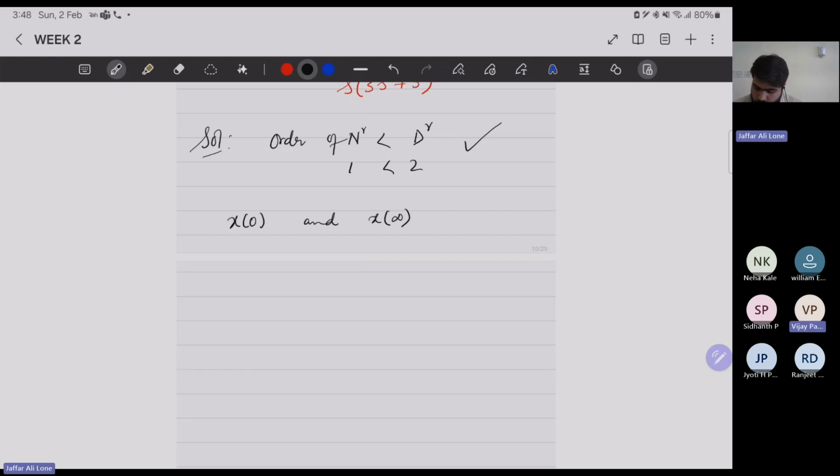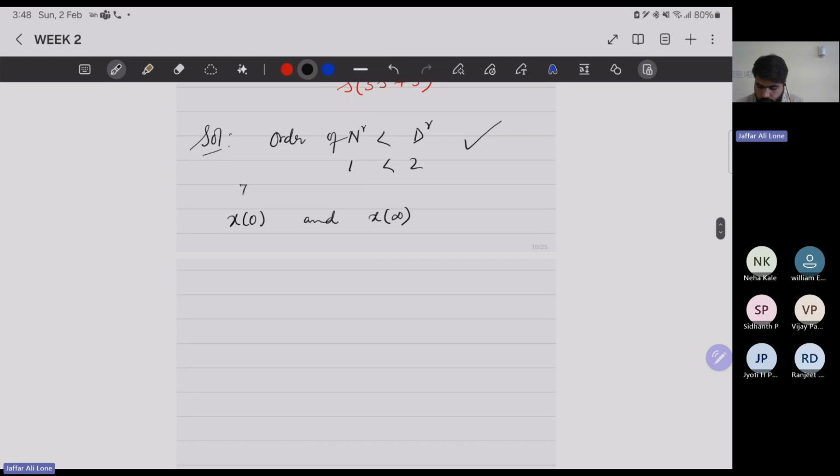Okay, let me solve this, 7 by 3. Yes, initial value should be 7 by 3 and final value. Let me calculate. Yeah, sure. So initial value he has calculated as 7 by 3 and final value 6 by 5. Great. So final value is 6 by 5.